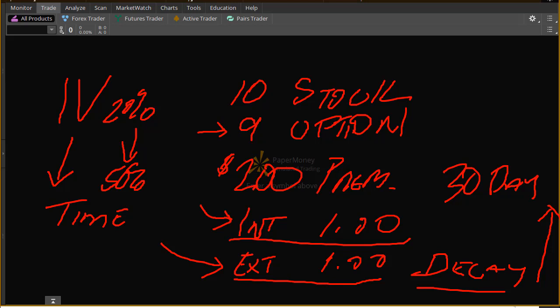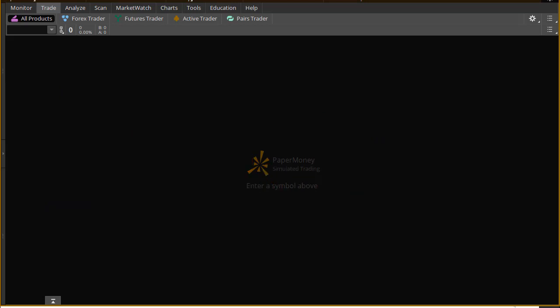Okay. Now, what if we go the opposite way? We talked about buying an option here. What if we sell an option? What if we sell an option, and implied volatility is high. We have a 50, 60% IV.